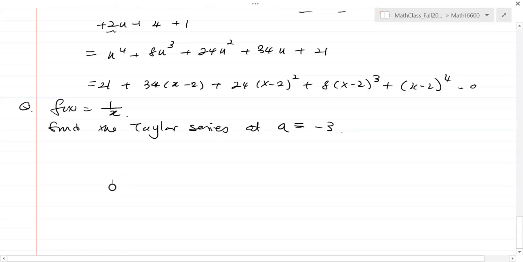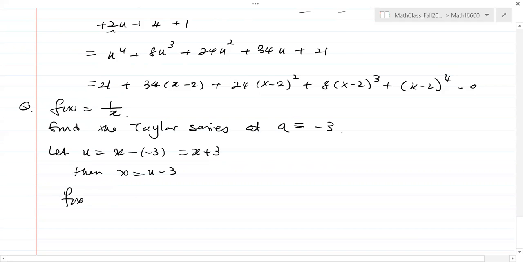So find the Taylor series. What you should do? Well, you can find the Taylor series by the definition. But I always tell you don't do that, right? If you're able to find a power series representation for the function, then that is a Taylor series. Okay, so in order to find the power series representation, what you can do is the standard method. Let u be x minus a, so x minus negative 3, which will be x plus 3. Okay, then x is u minus 3, so f of x is going to be 1 over u minus 3.